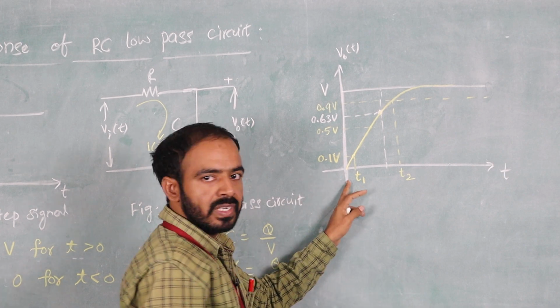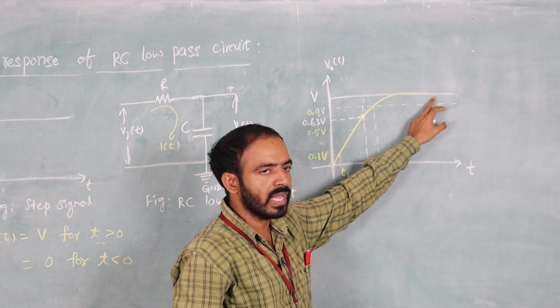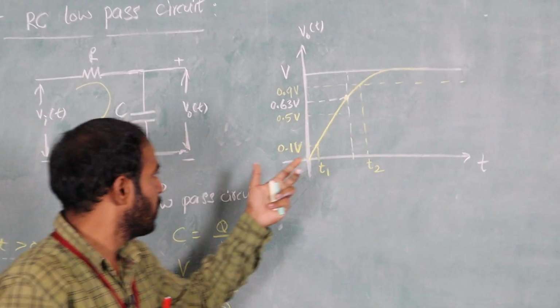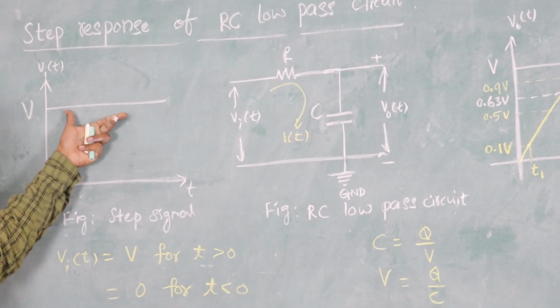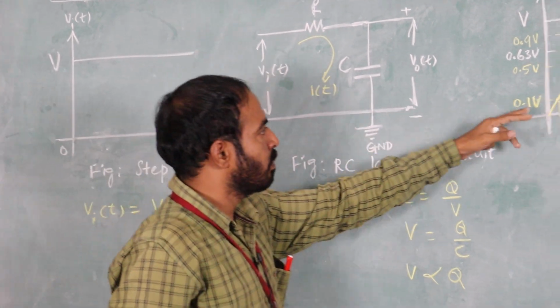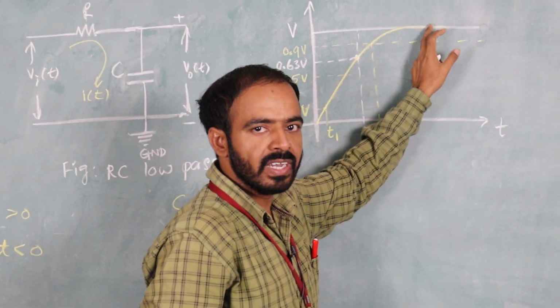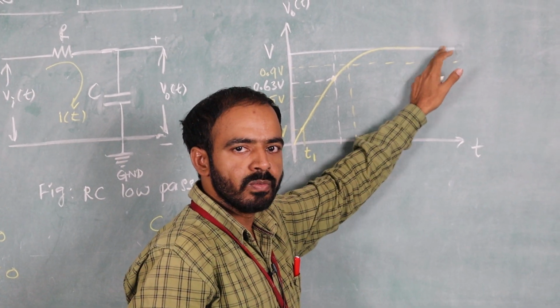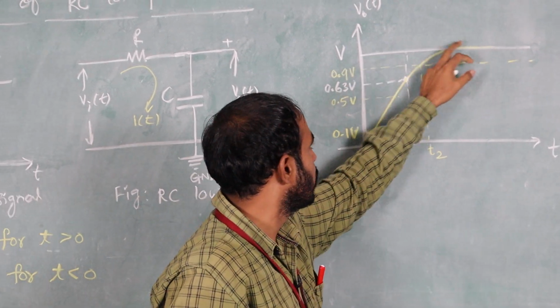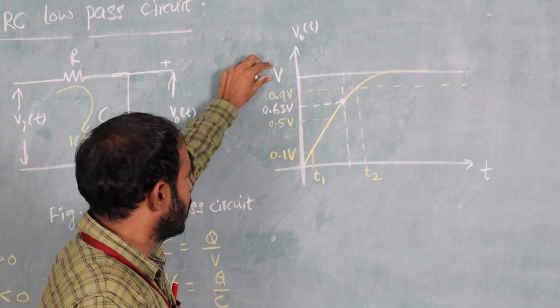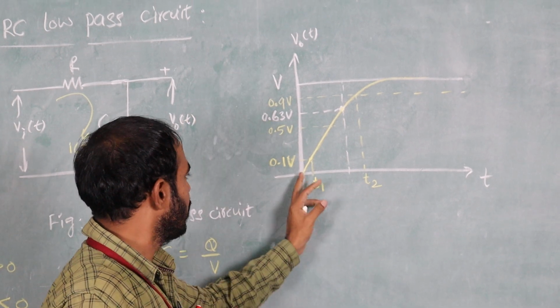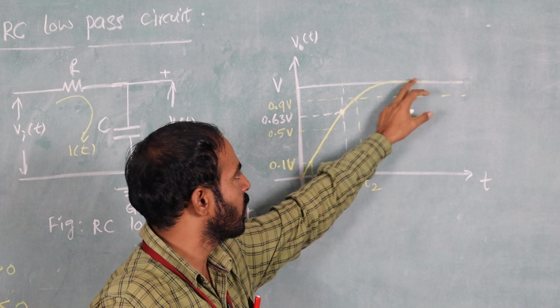So here how much time it is taking to reach the maximum value? The maximum value of the voltage across the capacitor is equal to the amplitude of the input signal. So it takes some time to reach the final value. Final value means that is the maximum amplitude of the input signal. This value V volts. It may be any value. For example, you can take 1 volt. If you take 1 volt, how much time the output is taking to reach the 1 volt value?